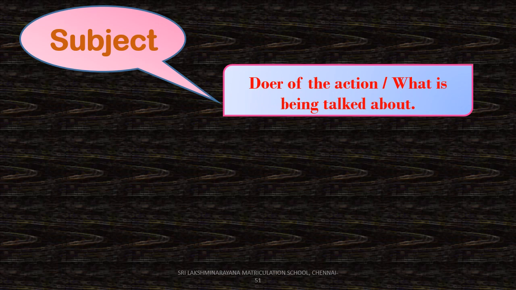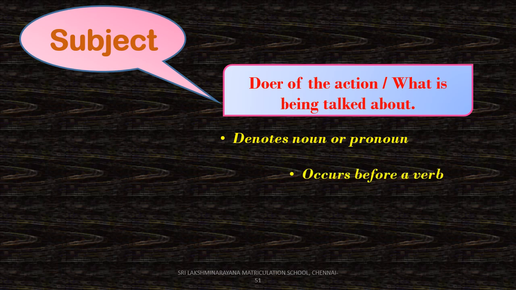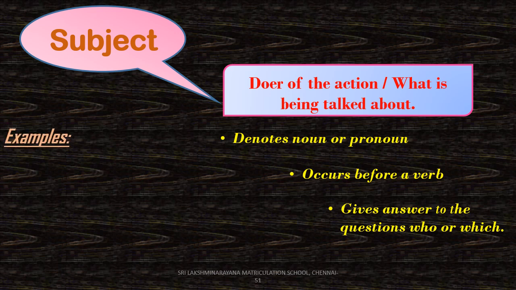What is a subject? Subject is the doer of the action or what is being spoken about. Subject denotes a noun or a pronoun. It occurs before a verb. Subject gives answer to the questions who or which. So now let's look into some examples.